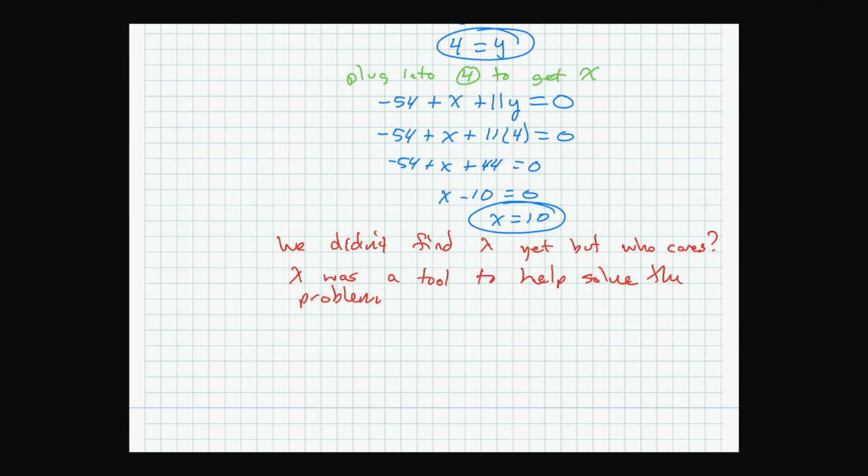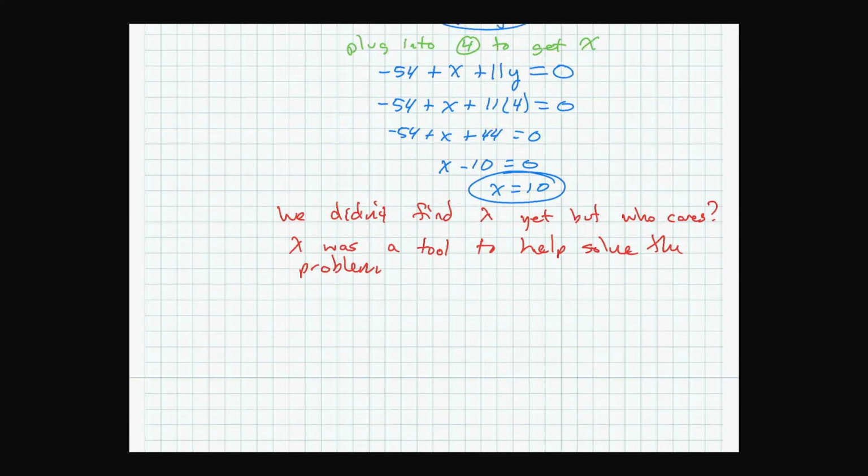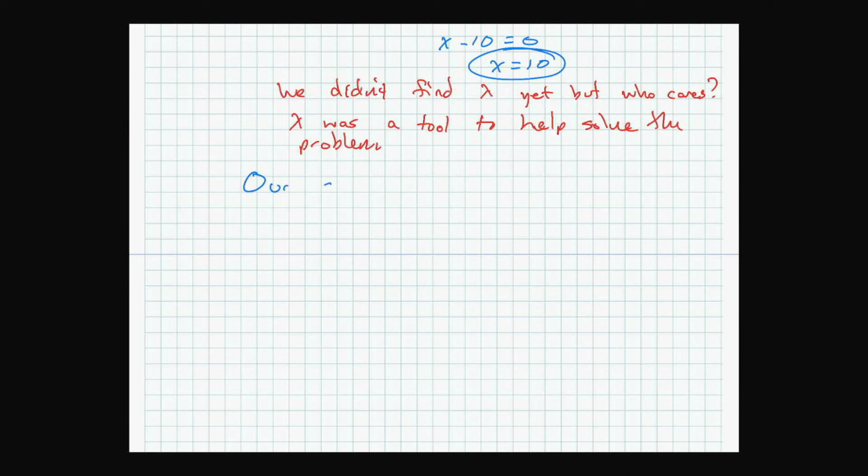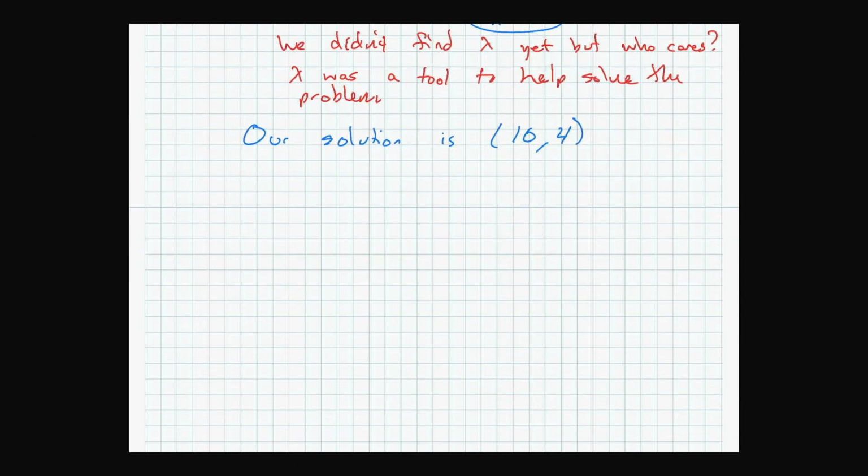Okay, so continuing on then, what we've got is our solution: x equals 10, y equals 4. That's going to be the x and the y that maximize profit. So 10 comma 4 is the xy that maximizes profit.